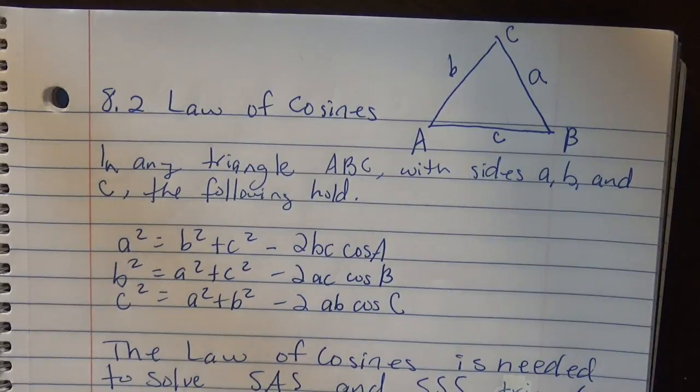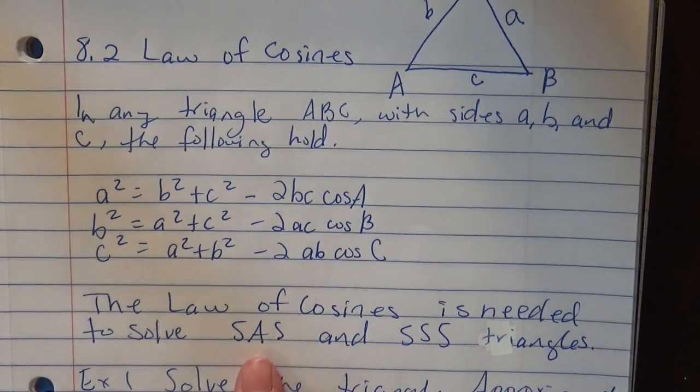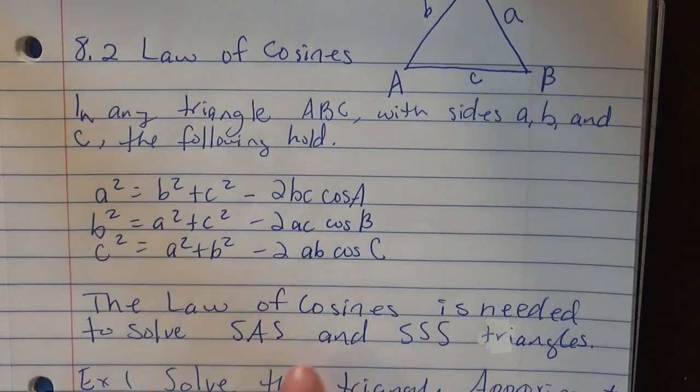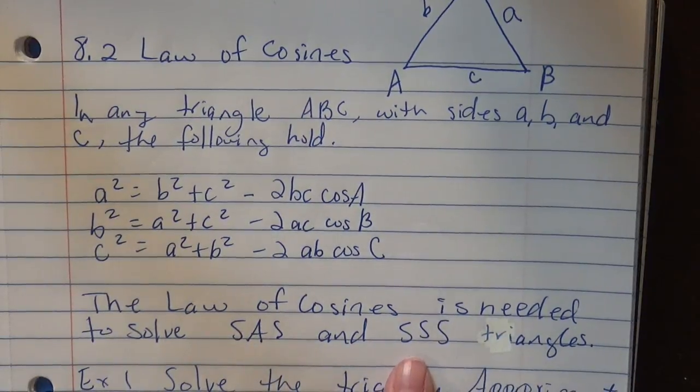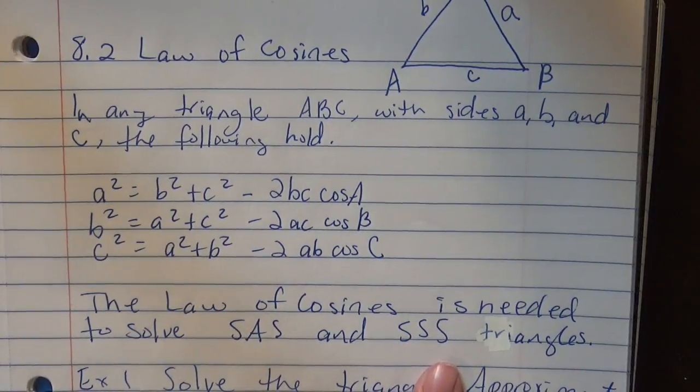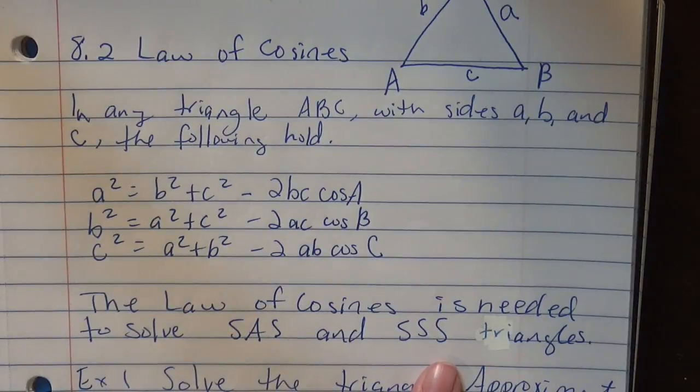So basically the Pythagorean theorem is a special case of the law of cosines. Alright, so the law of cosines is needed to solve a side-angle-side or a side-side-side triangle. In other words, if you've got a triangle and you have two sides given and the angle between those two sides given, then the law of cosines will help you solve the rest of the triangle. Or if you've got a triangle that just has three sides given and you know nothing about the angles, you can use the law of cosines to solve those types of triangles as well. So let's look at an example.